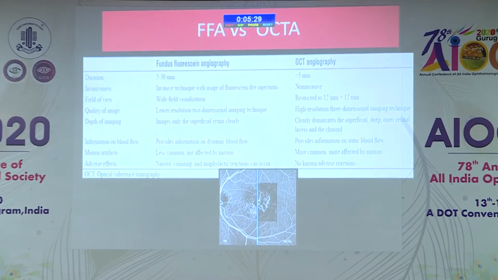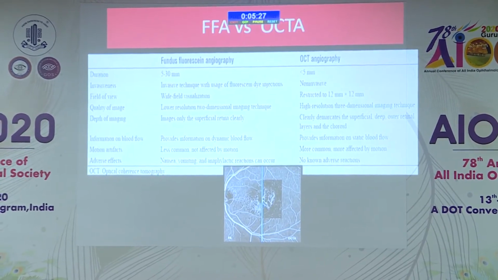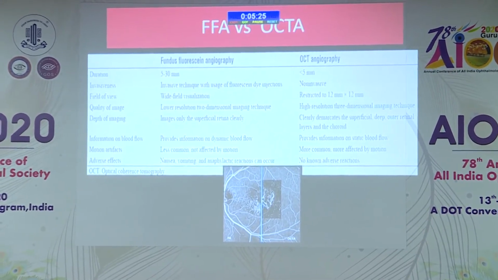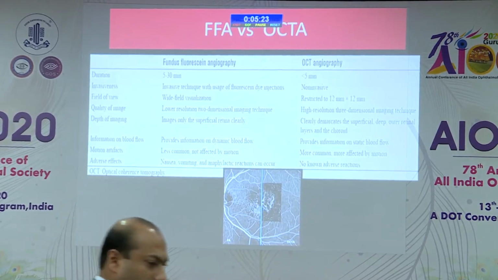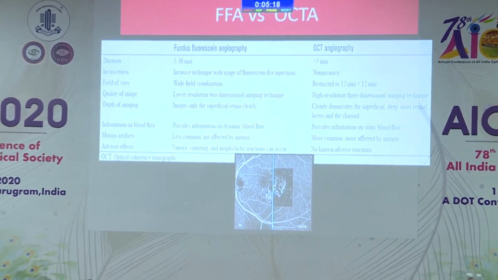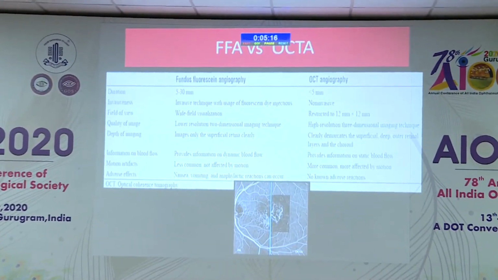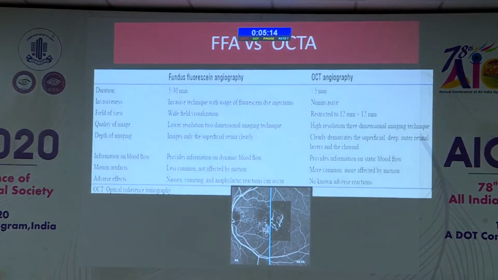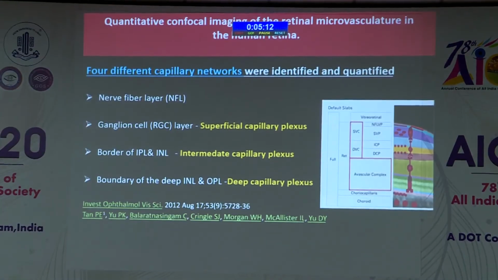As we know, this is a non-invasive method of imaging the retina and choroid. Basically, the depth of imaging goes from superficial up to the deep level, up to the choroid, and it gives high resolution images. It provides information regarding the static blood flow, unlike fluorescein angiography, which gives the information regarding the dynamic blood flow.